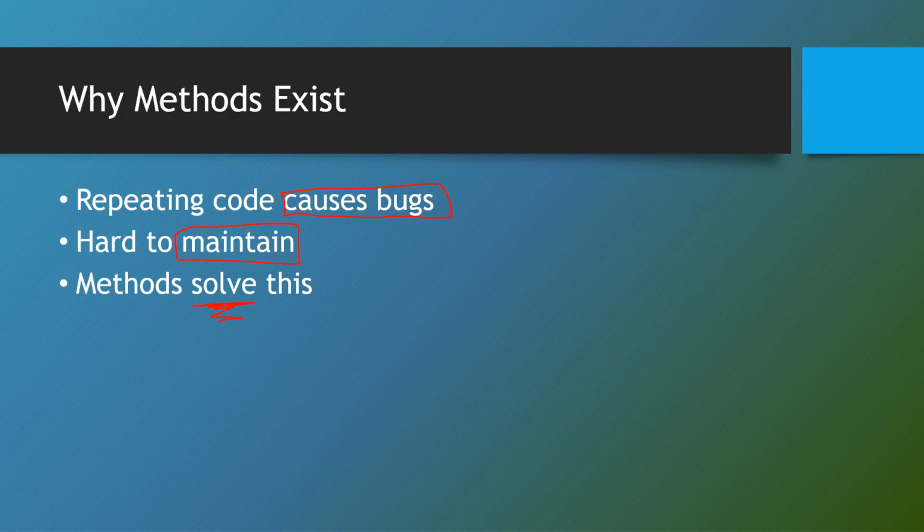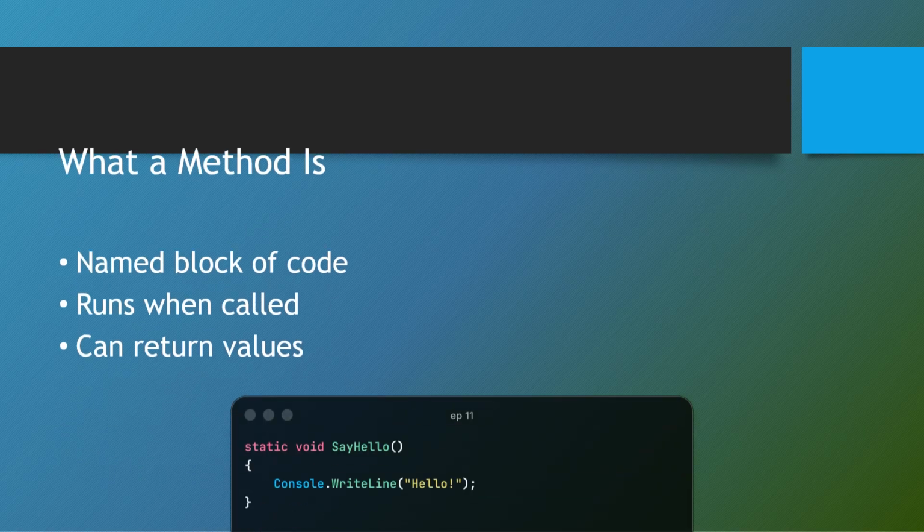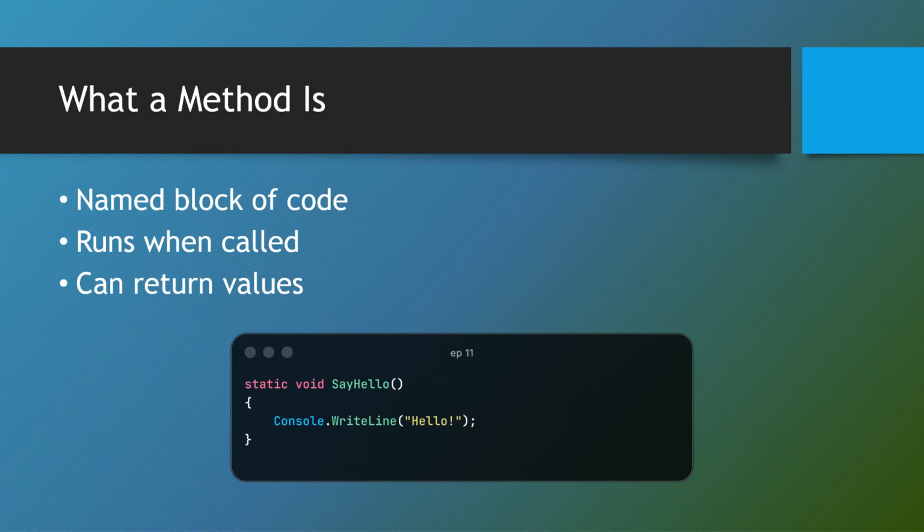What a method is. A method is a named block of code that performs a specific task. Instead of running automatically, a method only runs when you call it. This gives you control, structure, and clarity. Think of a method like a machine. You turn it on. It does its job. It finishes cleanly.